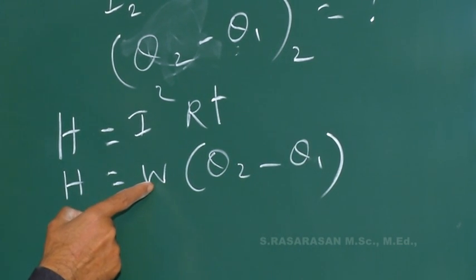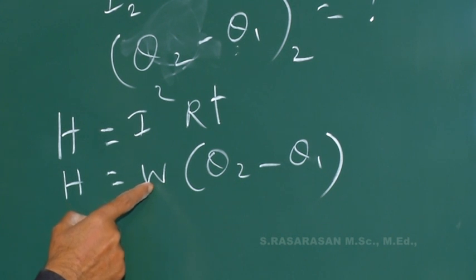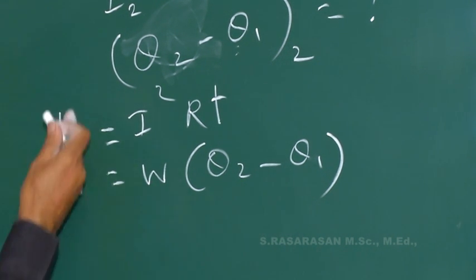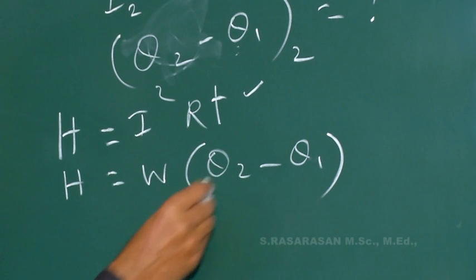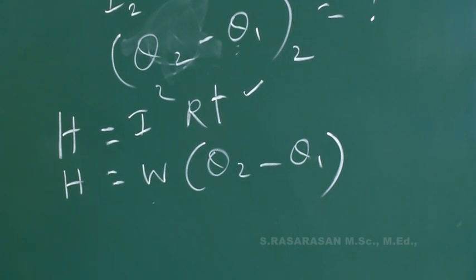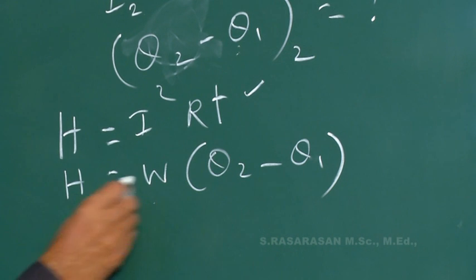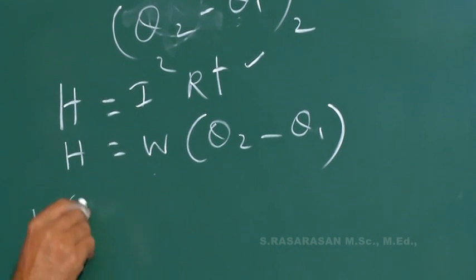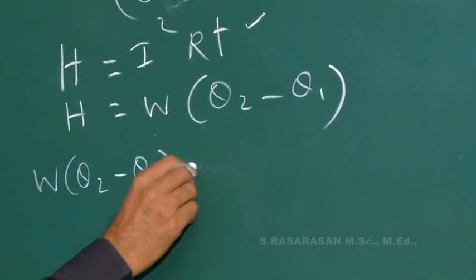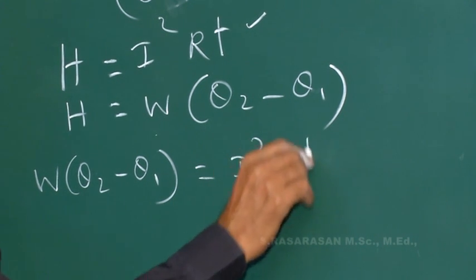This is called thermal capacity, the heat capacity. So the two heats are equal. This is Joule's law, and this is the heat calculated as per Joule's calorimeter experiment. So the two are equal. So W into theta 2 minus theta 1 is equal to I square RT.